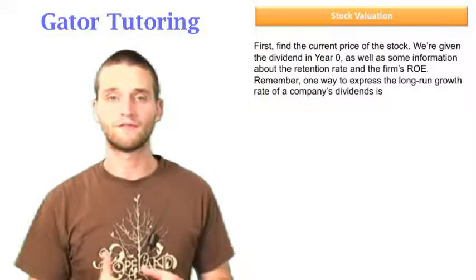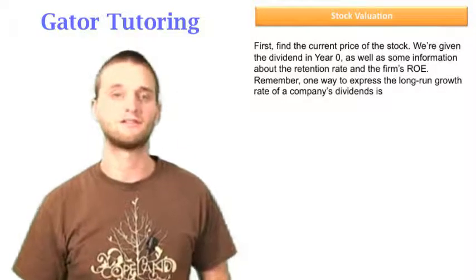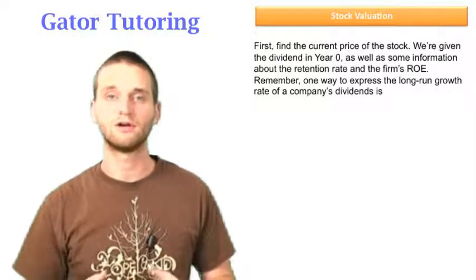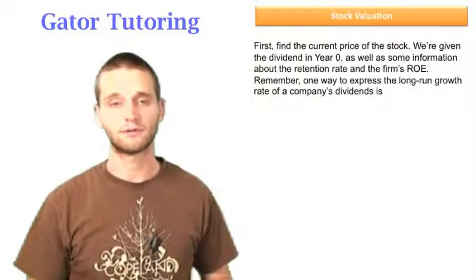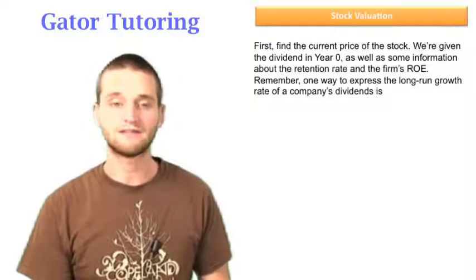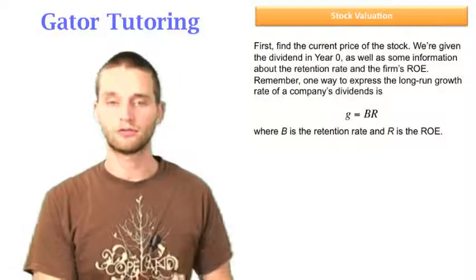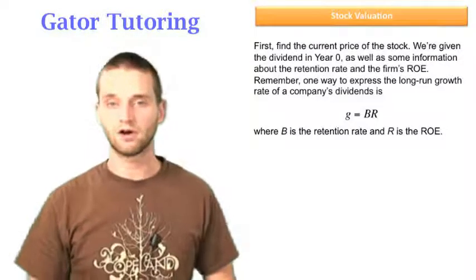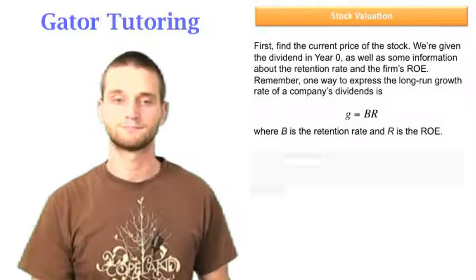This return on equity, which we call ROE, is just a statistical measure. It's just a ratio of the company that tells something about its earnings. It's similar to a price to earnings ratio. It's just a ratio that we're going to use to actually find the growth rate. So remember, one way to express the long run growth rate of a company's dividends is g, the growth rate, equals b times R, where b is the retention rate and R is the return on equity.